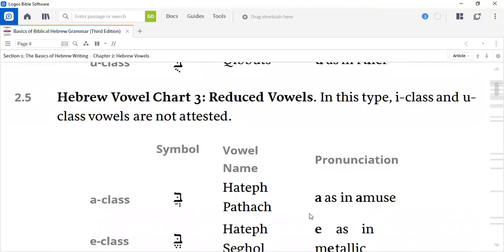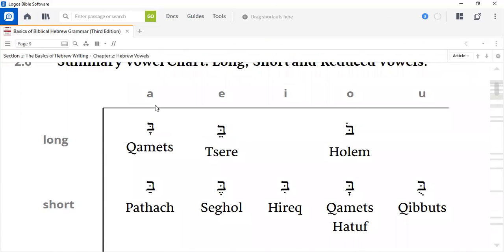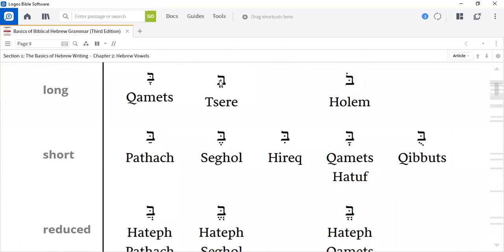Okay, let's just go ahead and get to the bigger chart. We have the five classes of vowels: A, E, I, O, and U. All of the A class vowels are pronounced ah, as in Bob. All of the E class vowels are pronounced eh, as in beg.